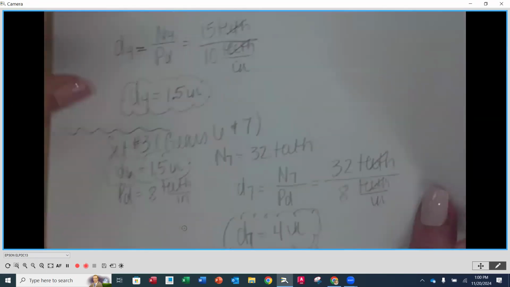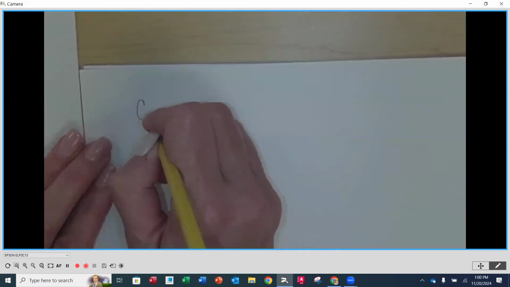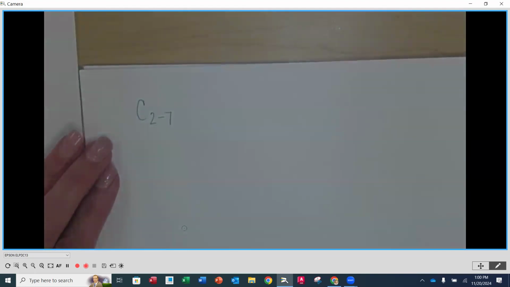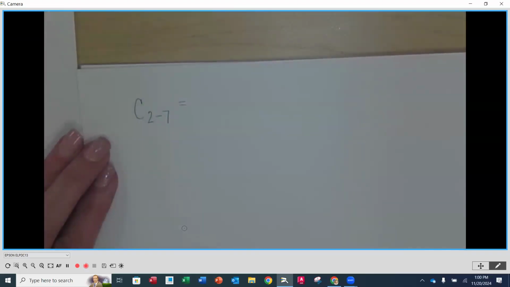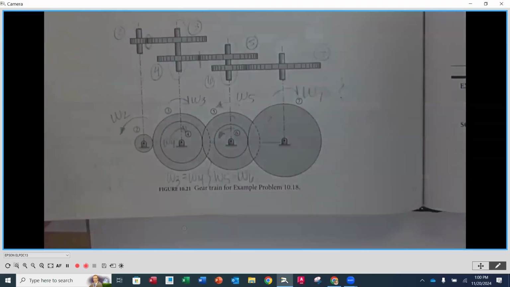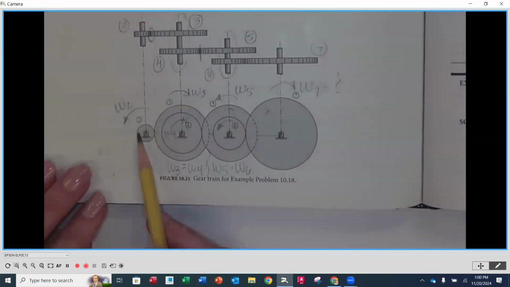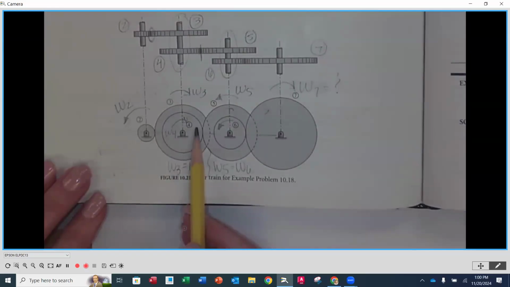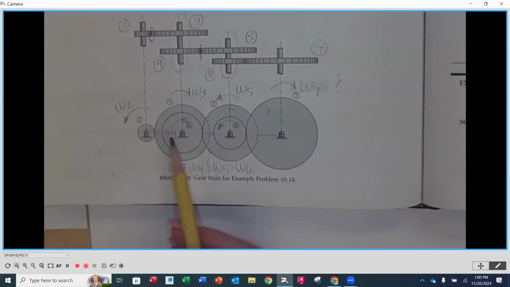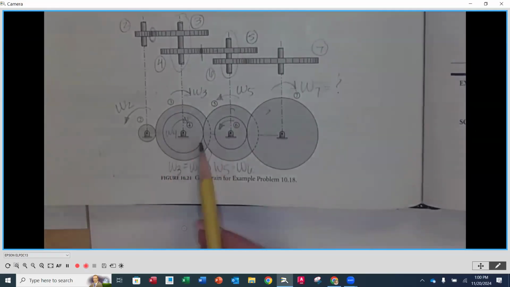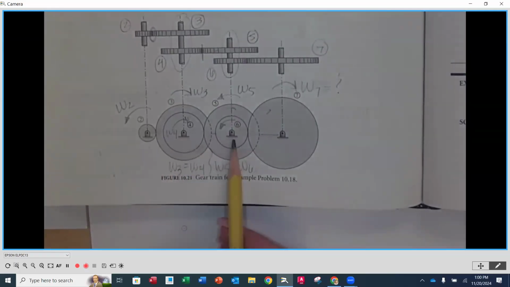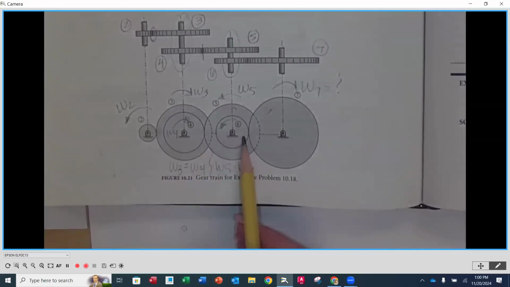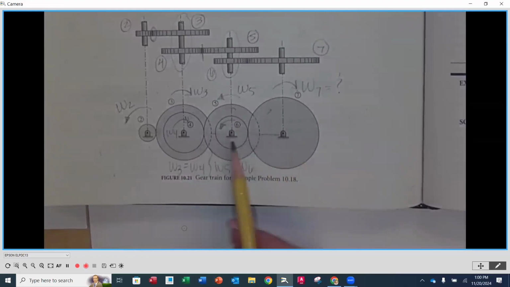So what we're going to do now for that center distance, and this is going to be from gears 2 to 7, it's going to be equal to... If we look here physically, we're going to take the diameter of 2 plus the diameter of 3, and divide that by 2, and that's the center distance between those two. Then we take the diameter of 4 plus the diameter of 5, divided by 2. And then the diameter of 6 plus the diameter of 7, divided by 2 to get that center distance.